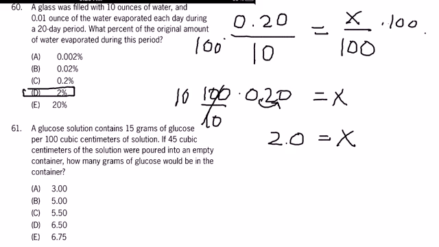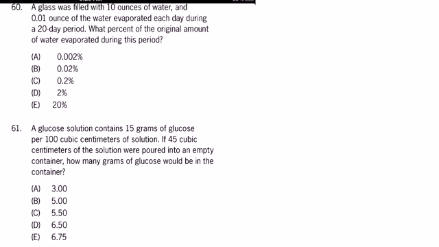On to a glucose solution problem. The solution contains 15 grams of glucose per 100 cubic centimeters. If 45 cubic centimeters of the solution were poured into an empty container, how many grams of glucose would be in the container? Again, this is a spot where we simply need to keep track of units. If I have 15 grams per 100 centimeters cubed, I can simply multiply by 45 cubic centimeters.